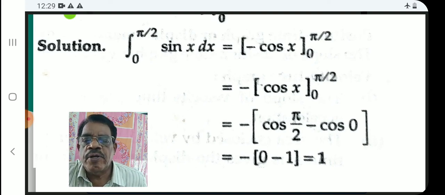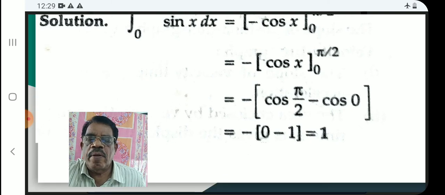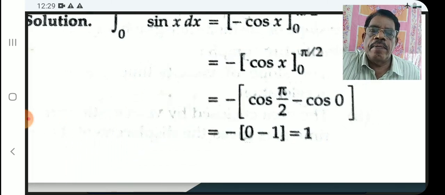And cos pi by 2 is cos 90, which is 0, minus 1. Minus of 0 minus 1. That is minus of minus 1, plus 1, answer.